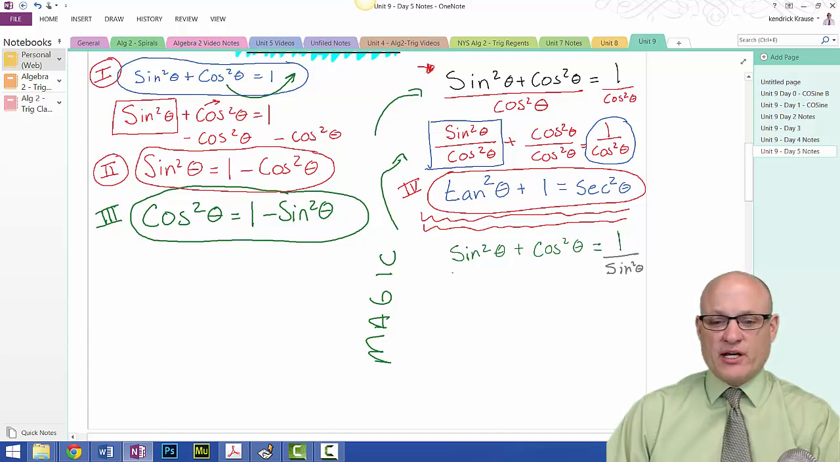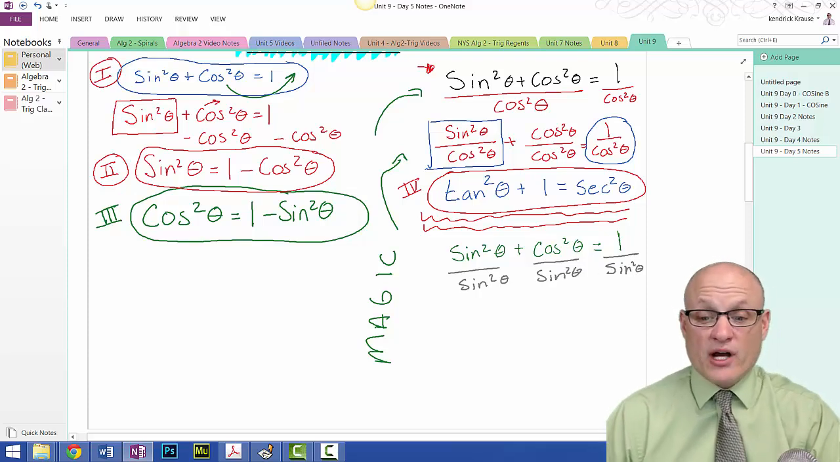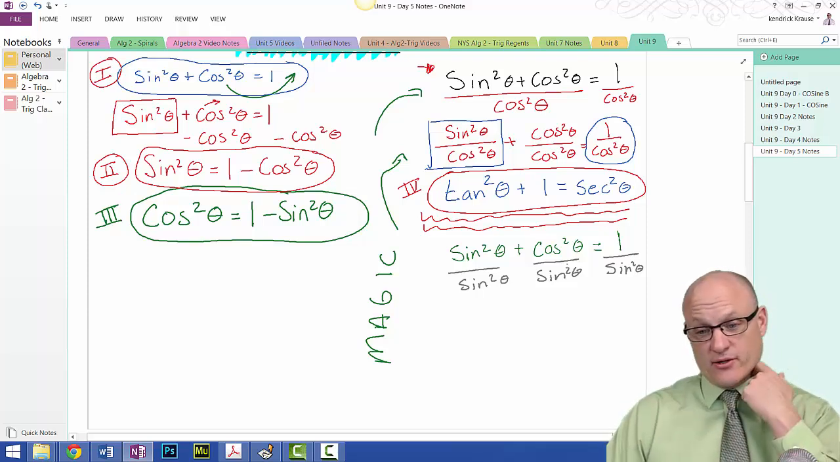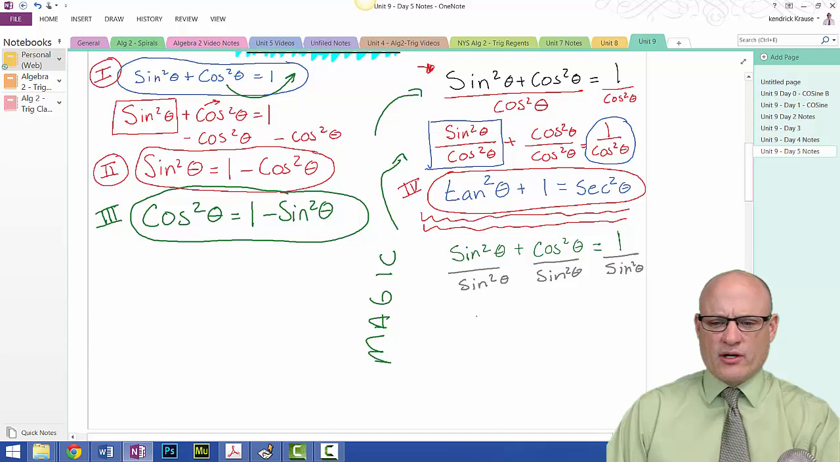And to skip a few steps, I'm going to just take each one of these and divide by sine squared theta. I like skipping steps every once in a while. Hopefully you understand, I've really just divided both sides by sine squared theta. What you do to one side, you have to do to the other. Oh, well, sine squared theta over sine squared theta, isn't that just 1?